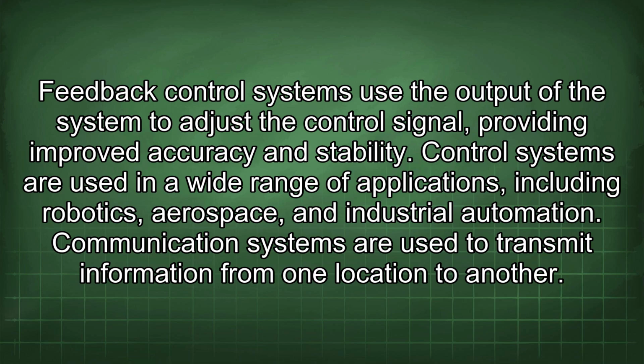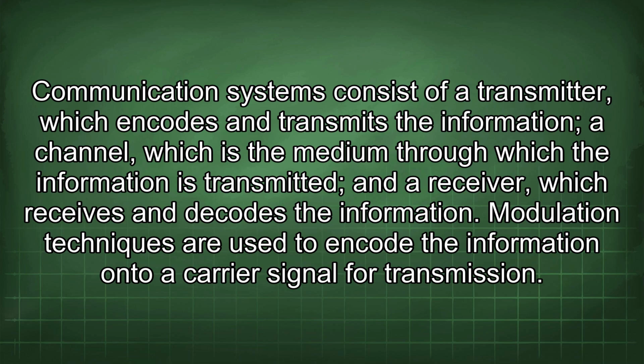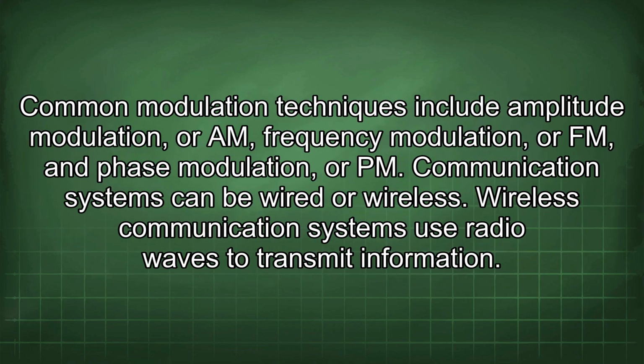Communication systems are used to transmit information from one location to another. Communication systems consist of a transmitter, which encodes and transmits the information, a channel, which is the medium through which the information is transmitted, and a receiver, which receives and decodes the information. Modulation techniques are used to encode the information onto a carrier signal for transmission. Common modulation techniques include amplitude modulation, or AM, frequency modulation, or FM, and phase modulation, or PM.